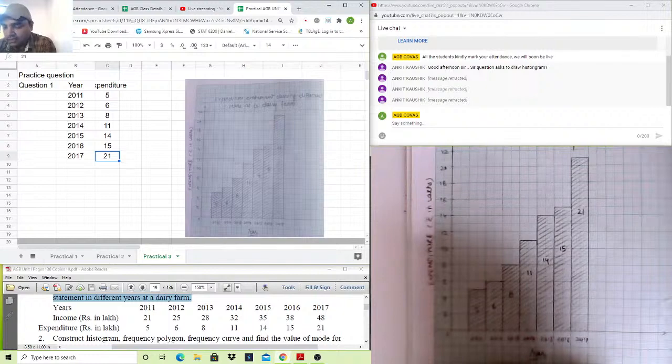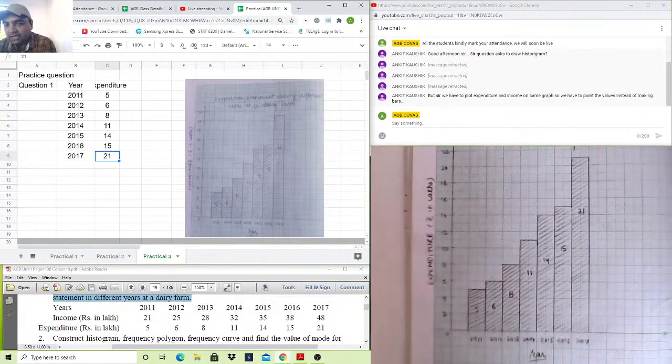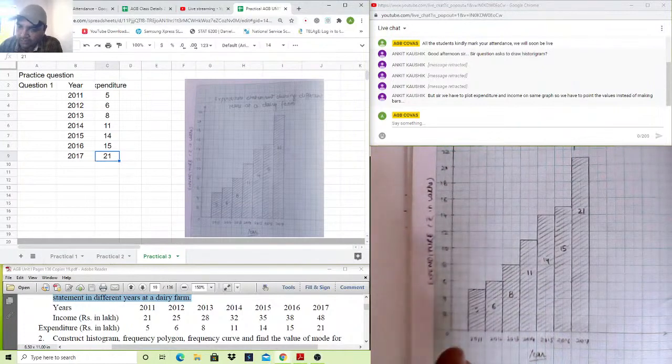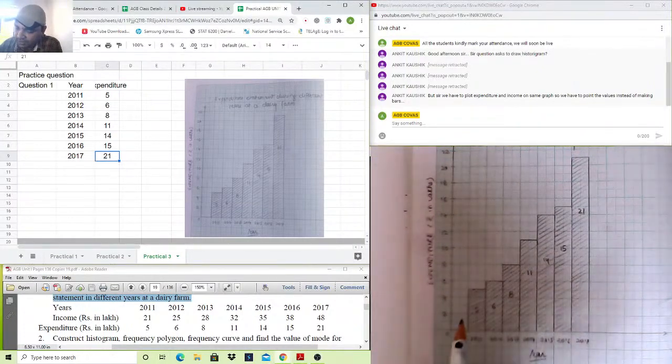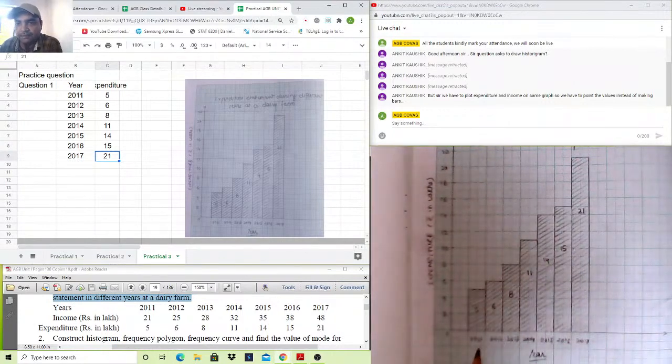So I think his doubt is clear. The only thing, one of the requirements here is that on the x-axis we have to have time, and that is why it tells about the history of the data, how the data changes with time. In this particular question, in 2011 we have 5 lakh expenditure. Then in 2012, we have 6 lakh expenditure.